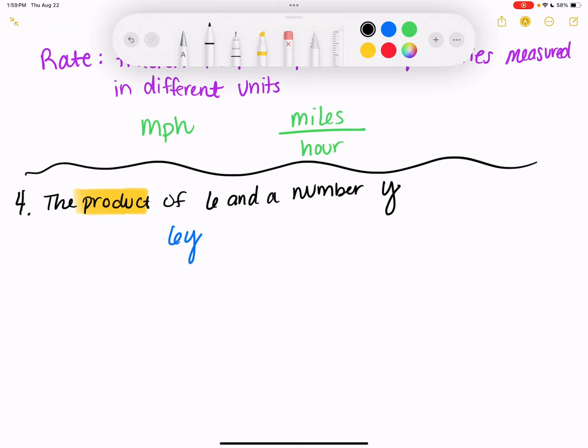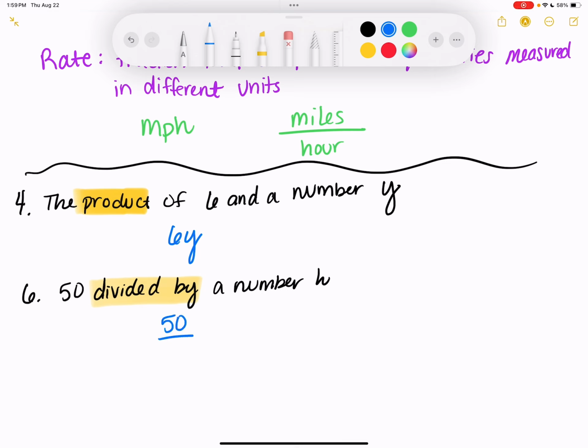See, number 6 says 50 divided by a number h. So what is my operation here, and what tells you that? Yep, dividing, because it says divided by. So how would I write this one? 50 over h. Yep, 50 over h.